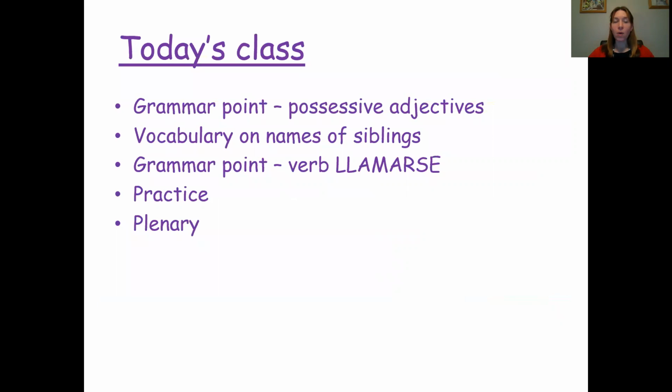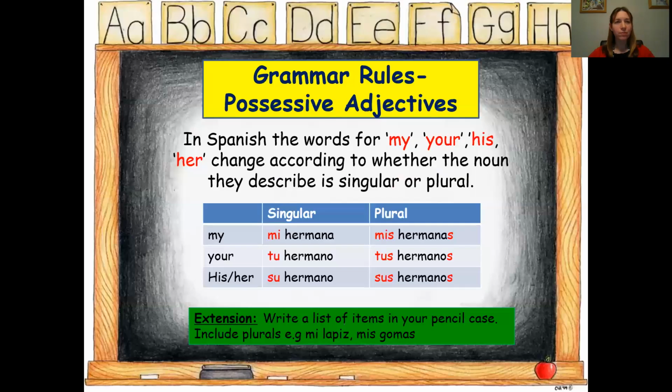So moving on. So today's class, what does it look like? We're going to look immediately at a grammar point on possessive adjectives. We're going to look at the vocabulary on how to name your brothers or sisters, your siblings. We're going to look at the grammar point, the verb llamarse, to be called. Have a little bit of practice on that, and then just to end the class.